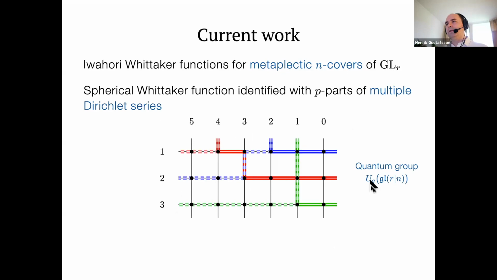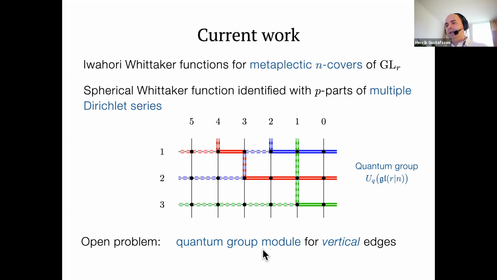A problem we have been thinking about for some time is how to obtain the vertex weights directly from the quantum group. And for this, we need to figure out the correct module for the vertical edges, which so far has been elusive. A lot of work in these papers is going into determining the weights and proving that they satisfy the Yang-Baxter equation. Given this module, this would follow directly. So if you have any ideas about this, I would love to discuss it over tea. Thank you very much.